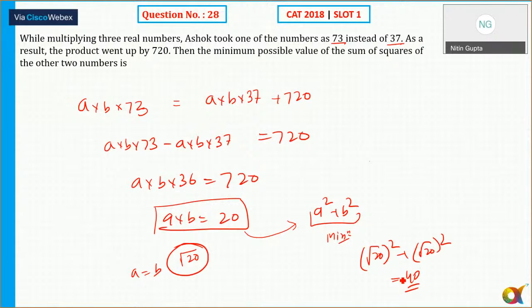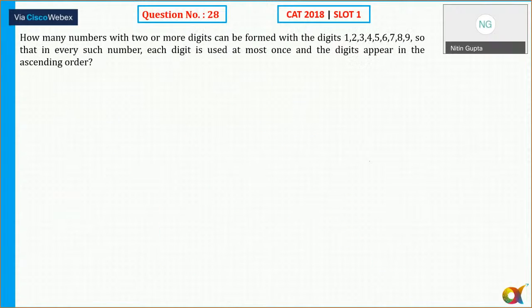All right. Damini, clear hai? Not 5 into 4. They are real numbers, so it's not necessary they are integers. So can we move to the next question, guys, now? So 28 is done. 29.